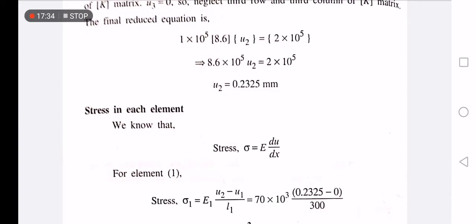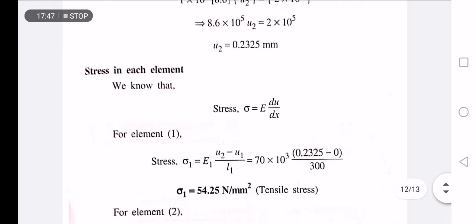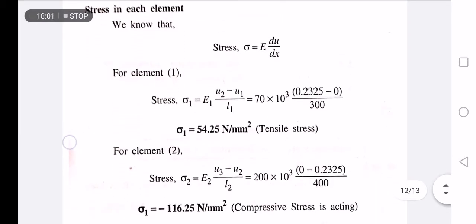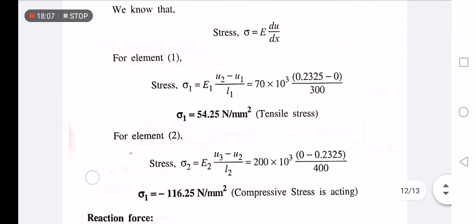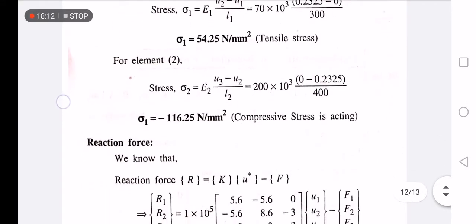And now the second thing is we need to find the stress in each element. So stress is equal to E du by dx. For the first element, when we substitute, sigma 1 is equal to E1 into U2 minus U1 divided by L1. E1 is known, U2 we have found right now, U1 is given and L1 is given. So directly we will get the stress of element 1, and similarly the stress of element 2 also. Here we get the stress of element 1 as tensile and the stress of element 2 as compressive.